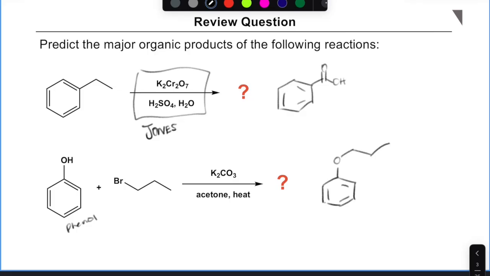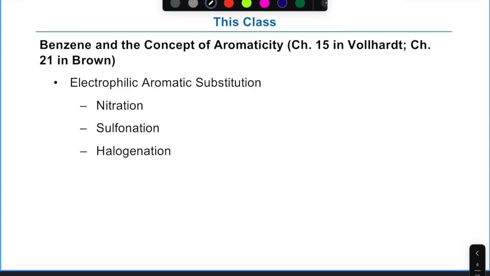All right. So this class, we're going to be covering a very important reaction, nitration. This is how you make TNT. That's what I learned in second year, so I'm passing it on. Then sulfonation and halogenation of benzene and other aromatic rings.